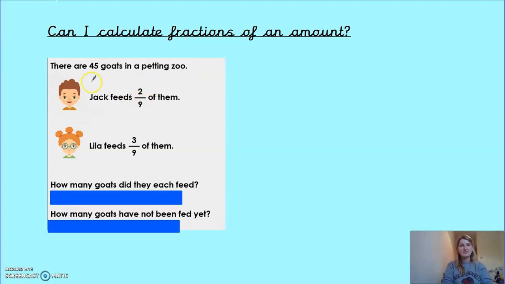I've got fractions of amounts. So Jack fed 2/9 of 45. I'm going to divide 45 by 9 to get 5, and then I'm going to multiply it by my numerator to get 10. So Jack, I believe, fed 10 goats.